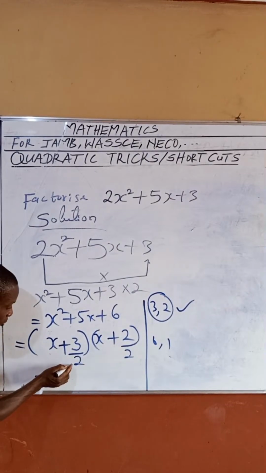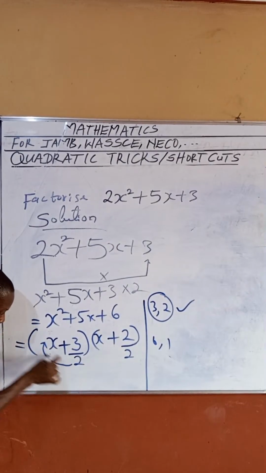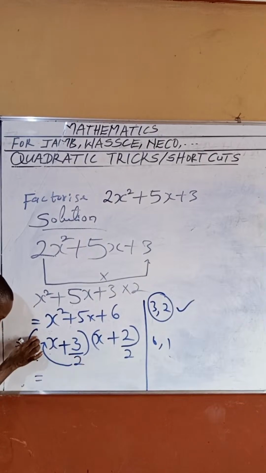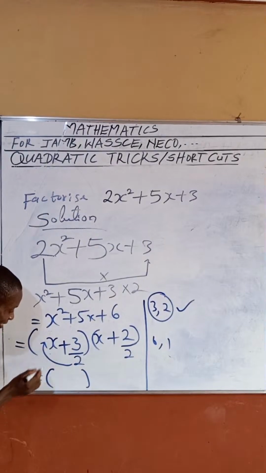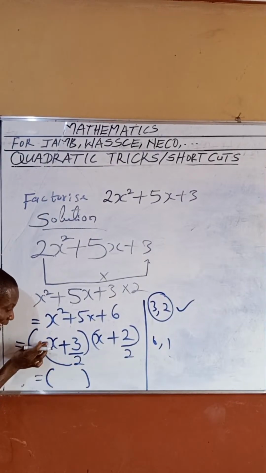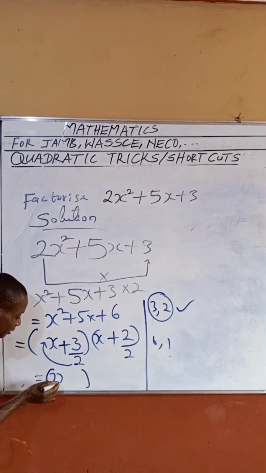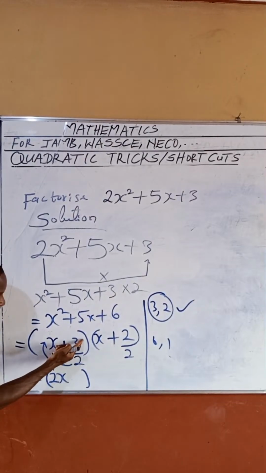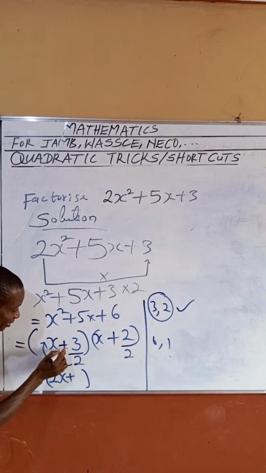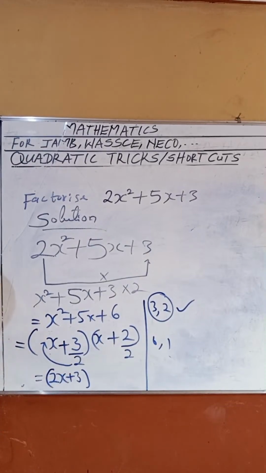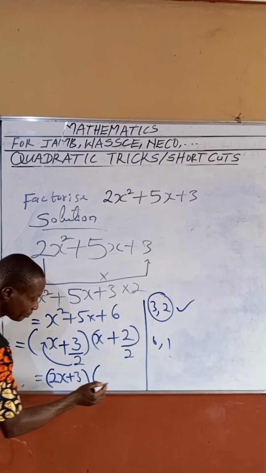2 cannot divide 3. So transfer these 2 back here. Nothing will be here again. Transfer these 2 here. So what are we now going to have? Our x will no longer be here alone. It will now be 2x. So write 2x here. Then we are now left only 3 here, plus 3 for the first bracket. Then for the second bracket, you are going to write.